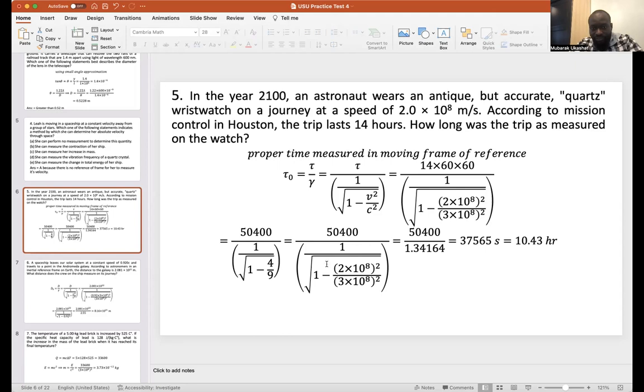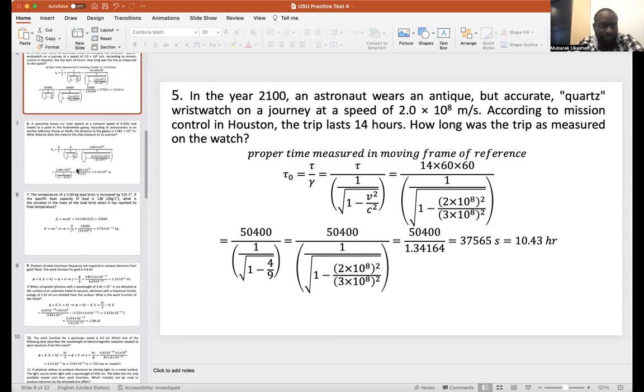So if you do all that math, you get the answer in seconds, then you divide by 60 and another 60, so you divide by 3600 basically, and you get 10.43 hours. So these seconds divided by 3600 is what gives you the answer in hours for the correct answer for that. So we'll go to number 6.